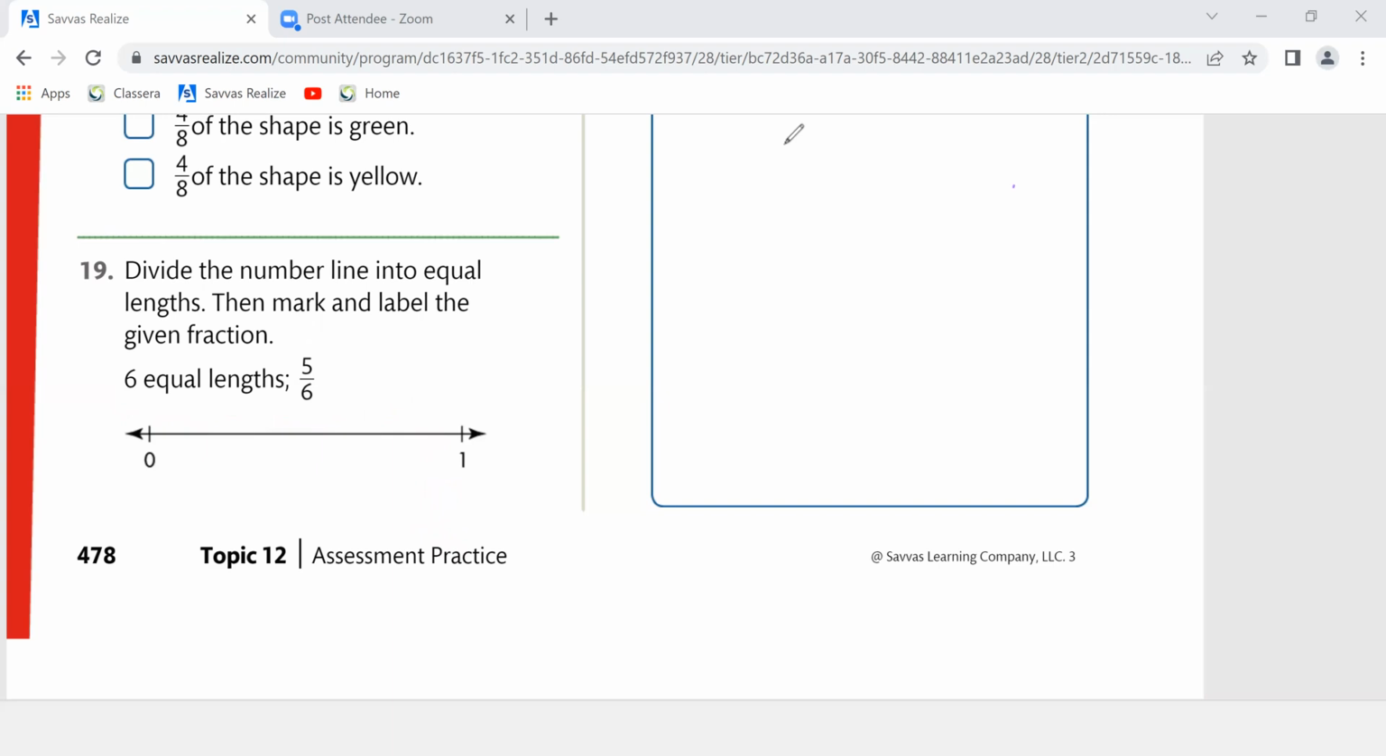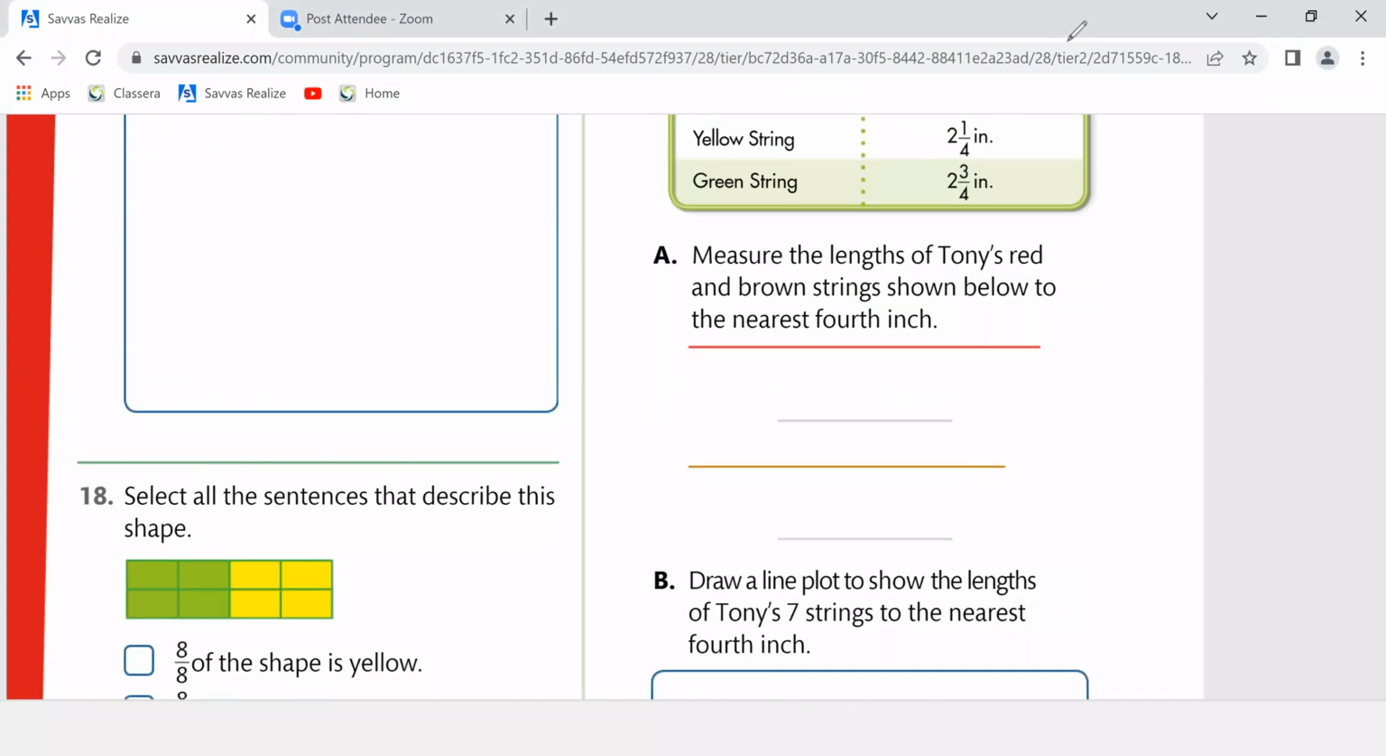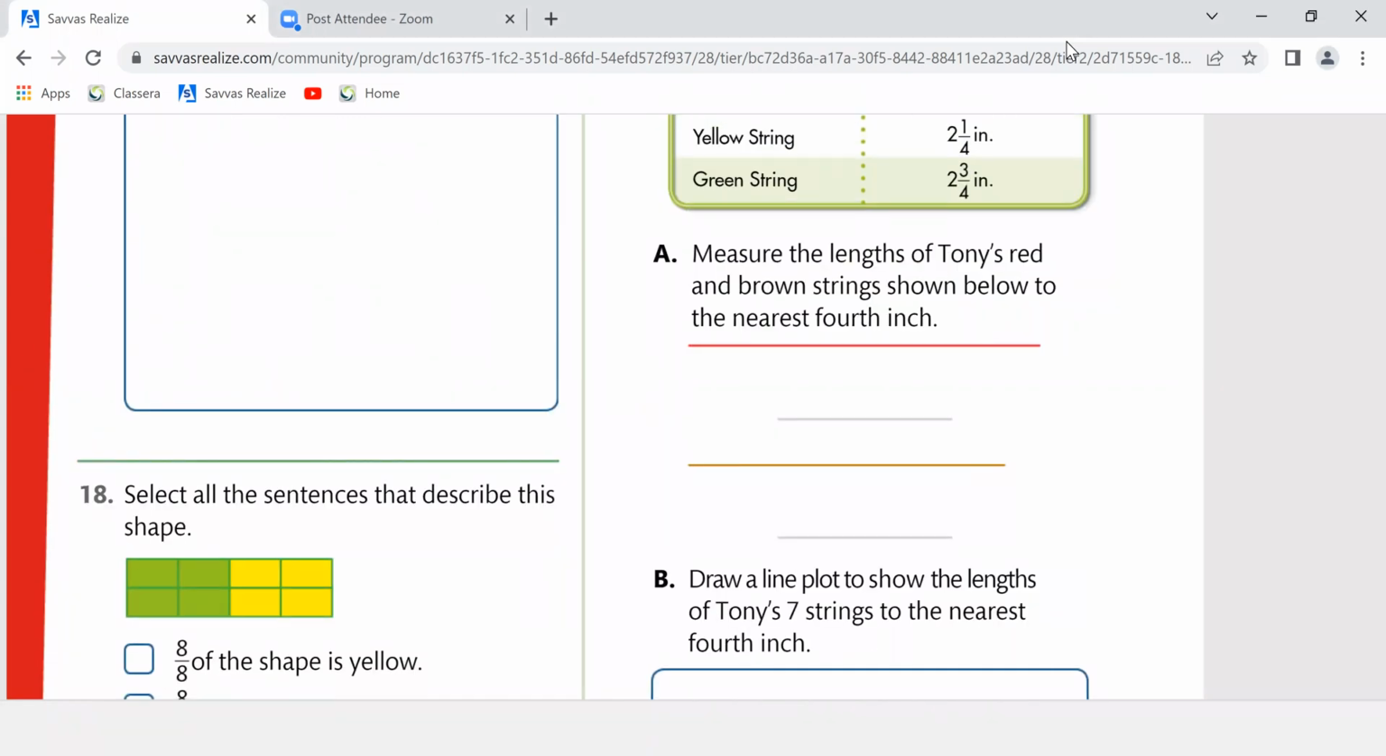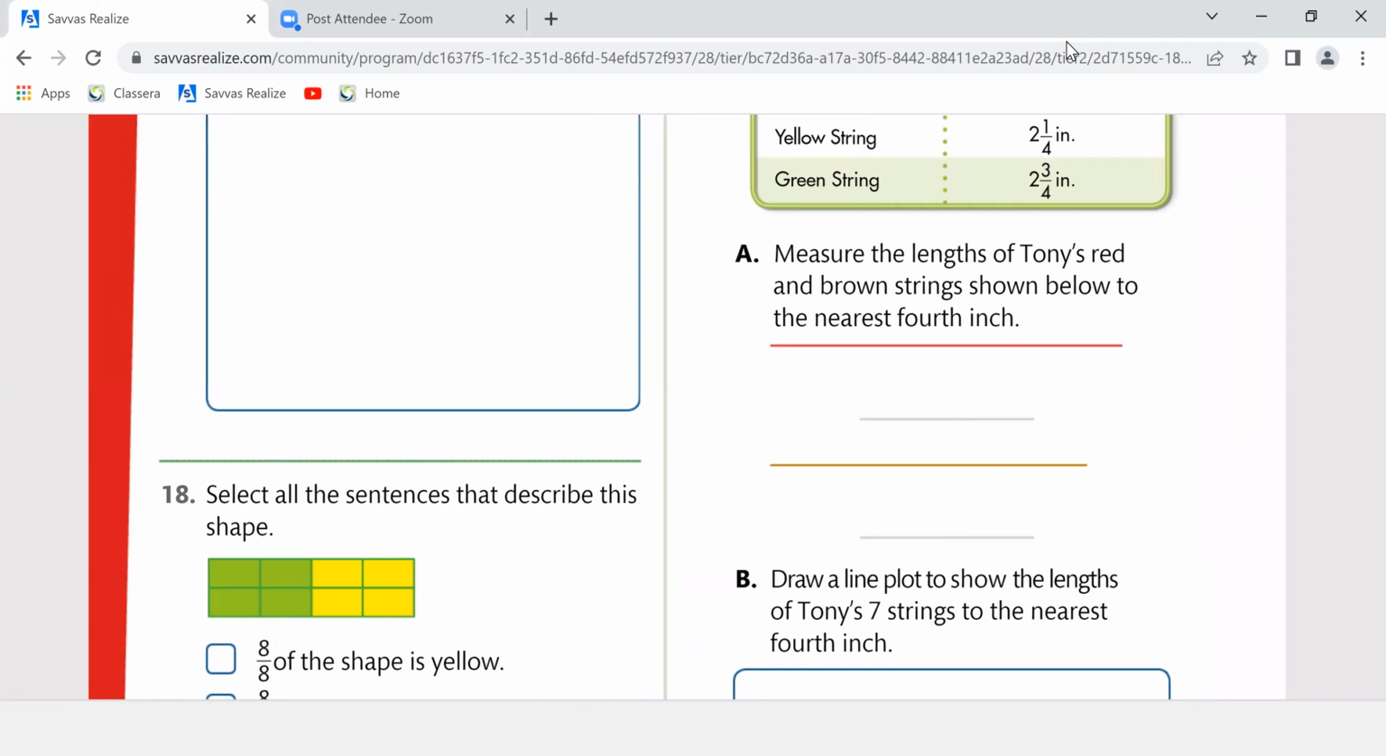Okay, and number 20. First of all, we need to measure to the nearest fourth inch. To the nearest fourth inch. So at the test, you need to read very attentively. Is it to the nearest fourth inch, or can it be half inch? Remind me how to write half. Half is 1 out of 2. When you hear half, it is 1 out of 2.